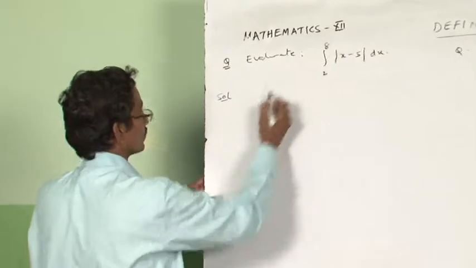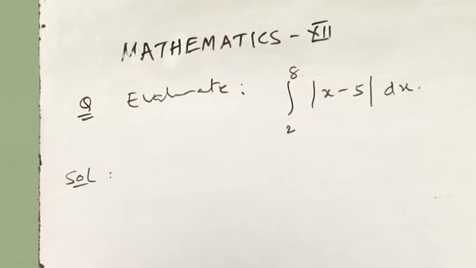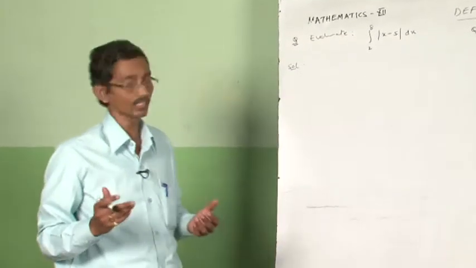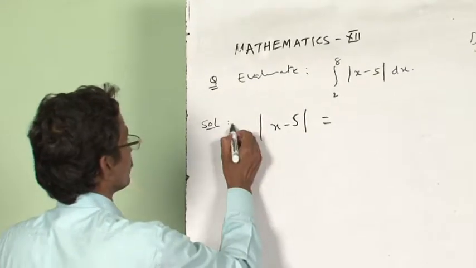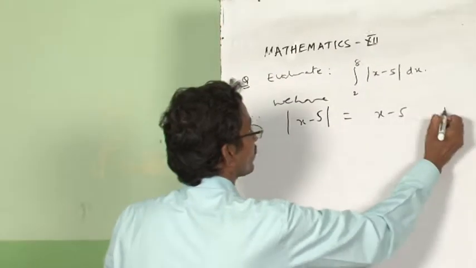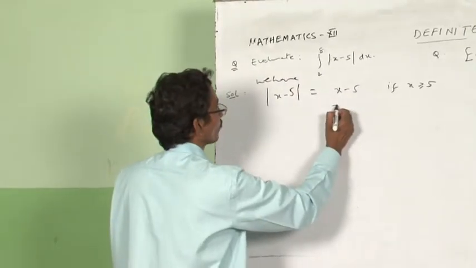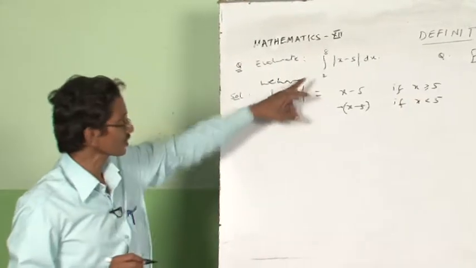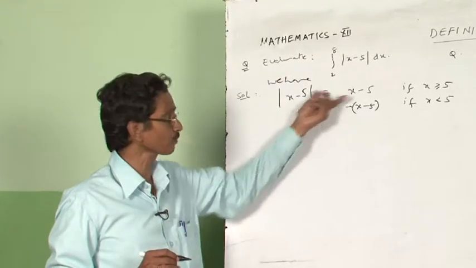Solution. First of all, what is modulus of x? We know that modulus of x is equal to x if x is greater than or equal to 0, and it is equal to minus x if x is less than 0. Similarly, what is modulus of x minus 5? It is x minus 5 if x is greater than or equal to 5, and minus of x minus 5 if x is less than 5. In this situation, we have to write the definition of modulus of x minus 5.